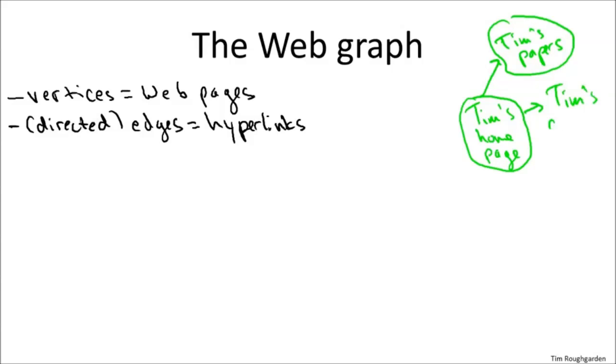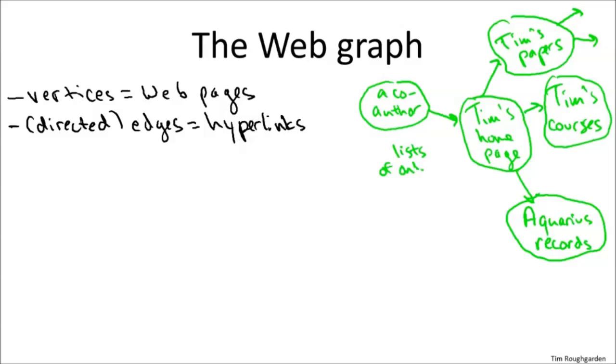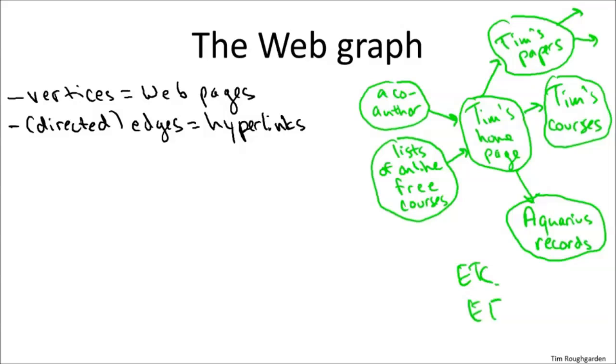So from my home page, you can get to my papers. You can get to my courses. Sometimes I have random links up to things I like, say my favorite record store. And of course, for many of these web pages, there are additional links going out or going in. So for example, from my papers, I might link to some of my co-authors. Some of my co-authors might be linking from their home pages to me. Or of course, there are web pages out there which list the currently available free online courses, and so on. So obviously, this is just part of a massive web graph, just a tiny, tiny piece of it.